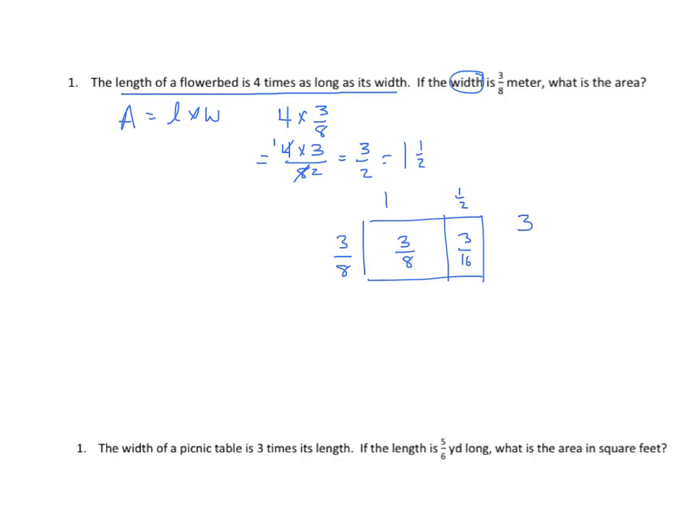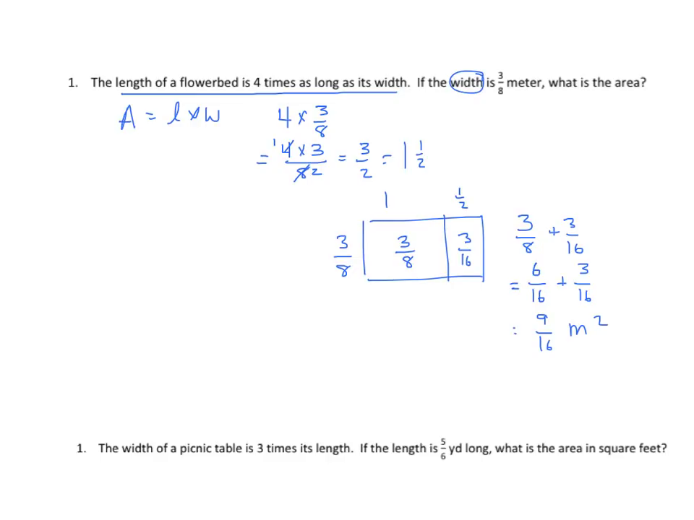We have 3/8 plus 3/16. Now, instead of multiplying 8 times 16 to find a common denominator, we're going to use our heads, right? Because 8 times 2 is 16, so we'll use that strategy. So 3/8 becomes 6/16 plus 3/16. And we get the sum of 9/16, and our unit, of course, is meters squared. Of course, we need to write our statement.